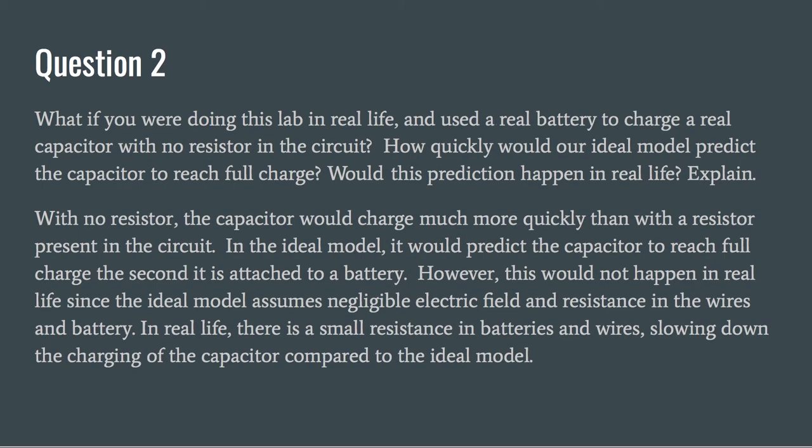For question 2, if you were doing this lab in real life and you used a real battery to charge the capacitor with no resistor, how quickly would the ideal model predict the capacitor to reach full charge, and would this prediction happen in real life? With no resistor, the capacitor would charge much more quickly than with a resistor present in the circuit. In the ideal model, it would predict the capacitor to reach full charge the second it's attached to the battery, but this wouldn't happen in real life since the model assumes negligible resistance in the wires and battery. In real life, there is a small resistance in batteries and wires, slowing down the charging of the capacitor compared to the ideal model.